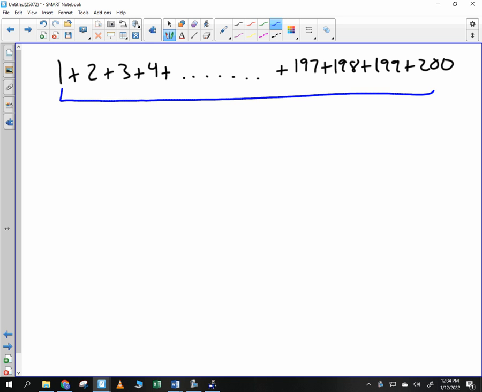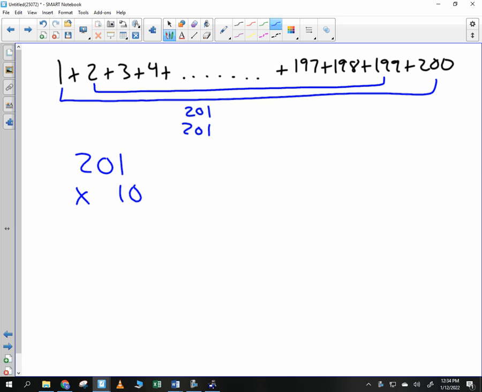Oh, let's see. 1 plus 200 is 201. And 2 plus 199 is 201. And how many sets of those are you going to have? So 201 times 100. And if you remember that good old math trick, 20,100 right there. Boom, done. So here's something that you learn.